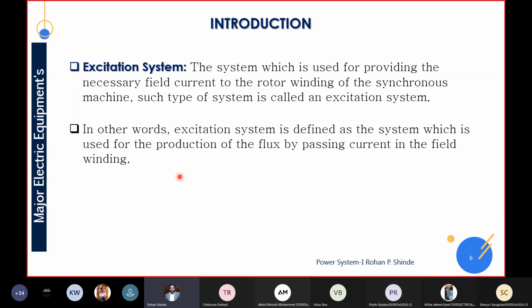rotor starts rotating. Okay, so see here, for the production of flux we require a current, right? For the production of flux we require current. We know the formula for flux in terms of current: Phi is equal to Ni, where N is the number of turns, right?